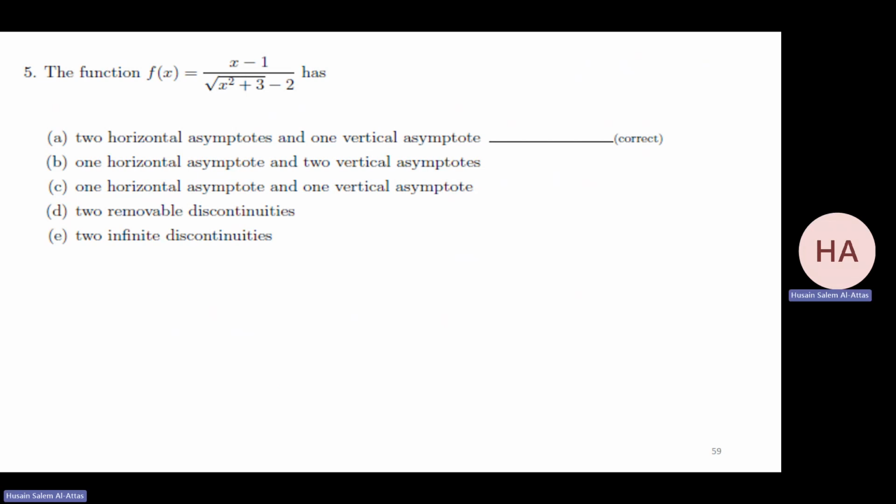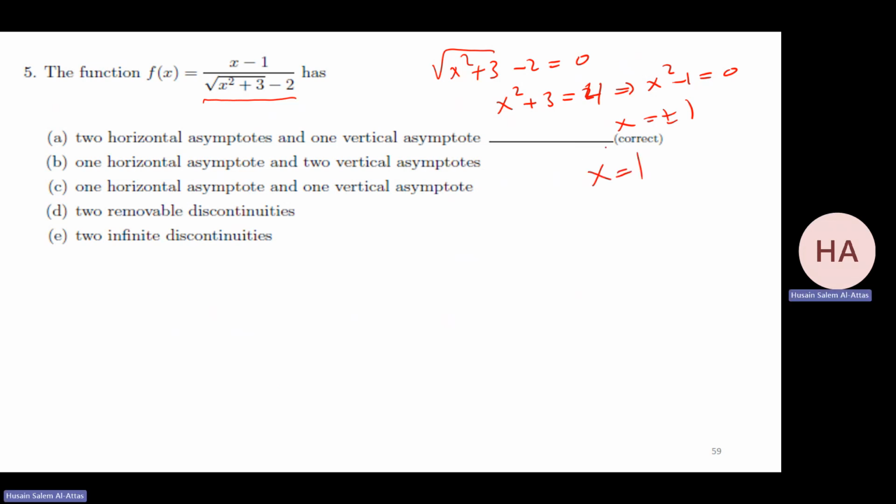The function has 2 horizontal and 1 vertical asymptote. Why is that? If you solve this, you have the square root of x squared plus 3 minus 2 equals 0. So you have x squared plus 3 equal to 4. So you have x squared minus 1 equals 0. So you have x equal plus or minus 1. But for the denominator, x equal 1 will not be one, since it will be cancelled by this one. But you need to check it.